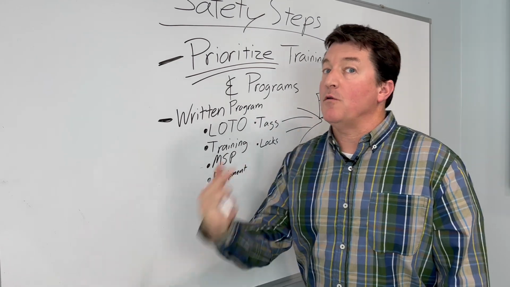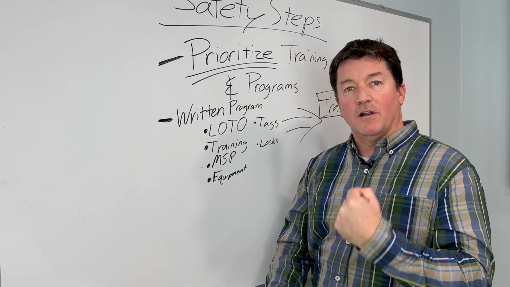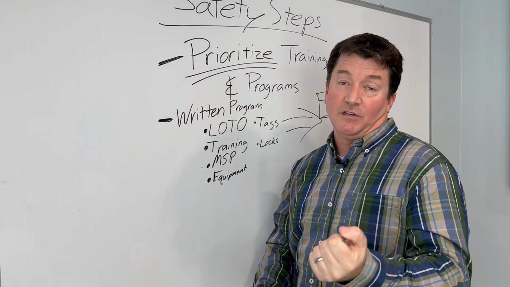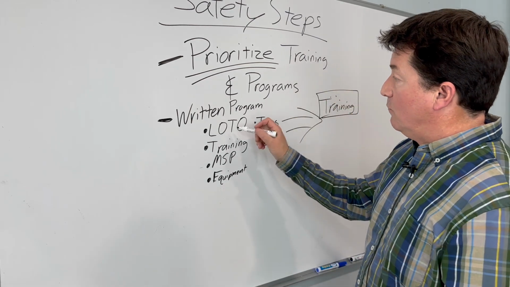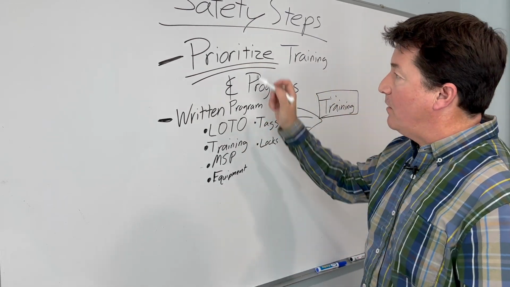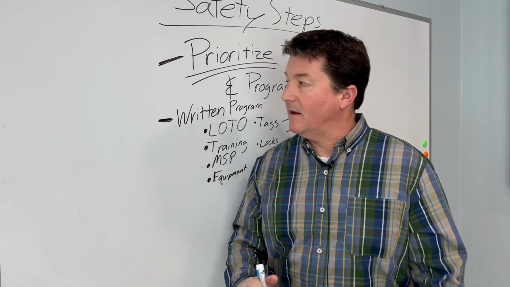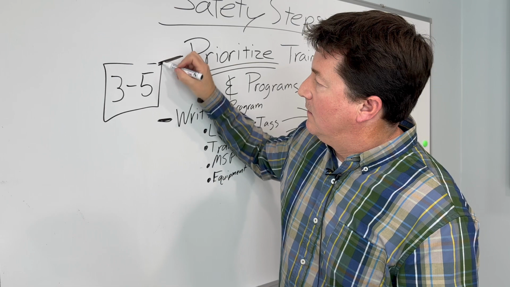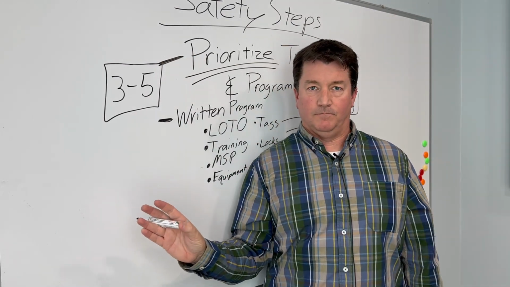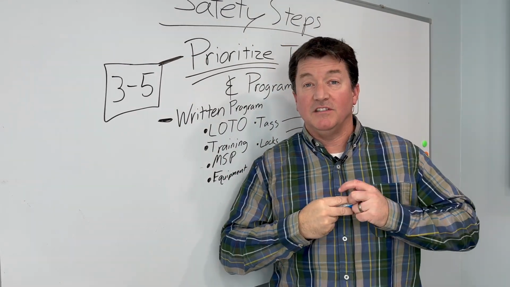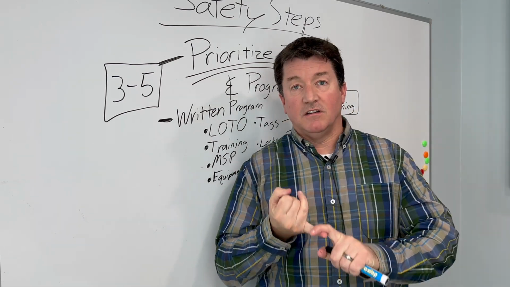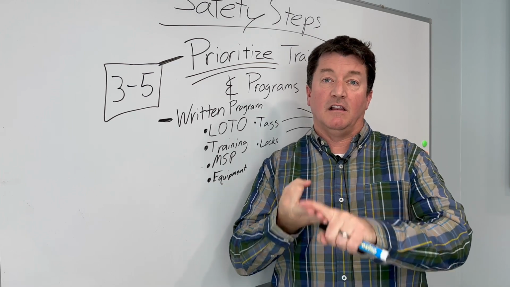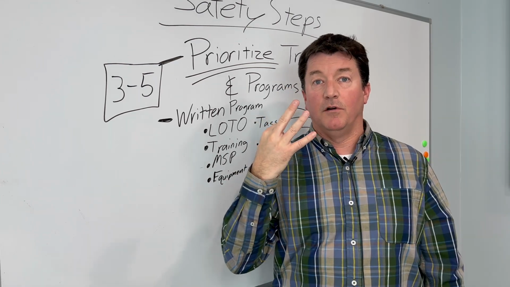But you don't start with the training, you start with the program, because that gives you the guidelines and the handbook, so to say, to get it done. So written programs, training, prioritize. You should pick 3 to 5 that are your most important programs. So in the example I just gave, we've got powered industrial truck, we've got machine guarding, we've got lockout, tagout. Those are our 3 programs.